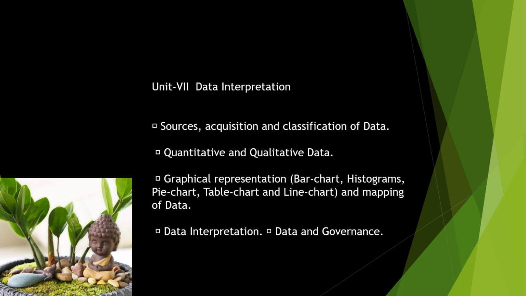Here in data interpretation, the first thing is the sources, acquisition and classification of data, that is, sources from all the places we get the data. To do a research we have to get the data, sometimes directly from some places, sometimes indirectly. So there is primary data, secondary data, quantitative data, qualitative data. We have to represent them in a graphical way, bar chart, sometimes pie chart, that is circular, or table chart. Making a table chart is the easy way. Usually everyone makes table charts the easy way.